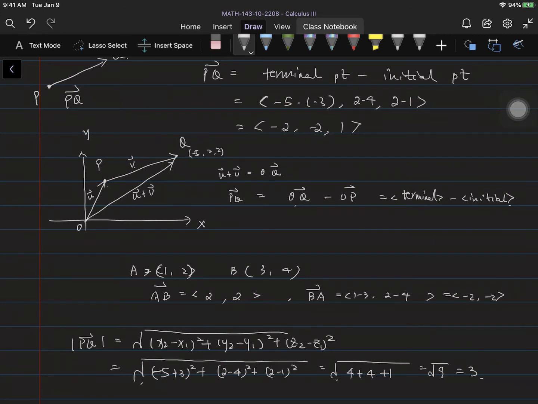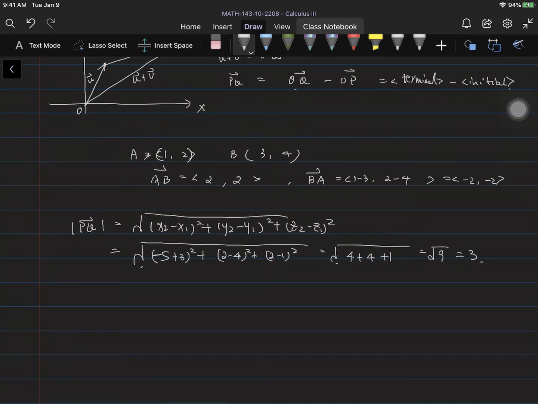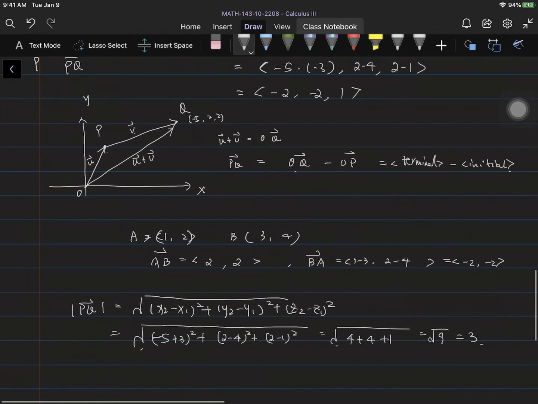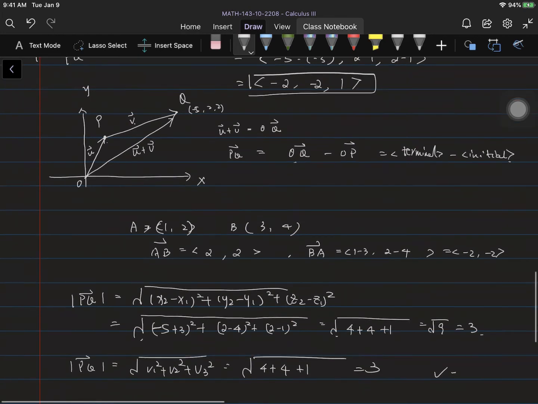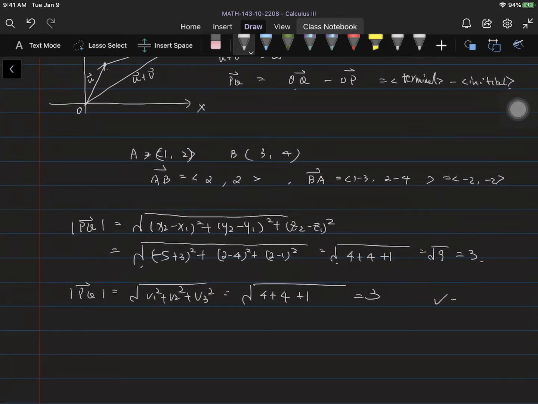And also you can do another way. For the length, we already find the PQ vector. Where is our PQ vector? Is here. Okay, and you can do this one. PQ vector length is just the root of v1 squared, v2 squared, v3 squared, which is just root of 4 plus 4 plus 1 equals 9. Actually, the second method is better because we already found the components and this is faster, right? We can just use this way.